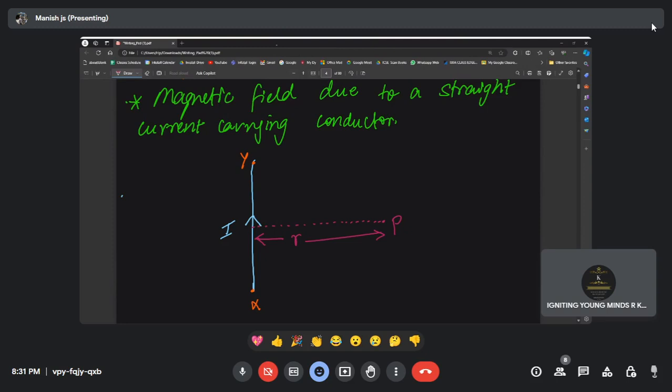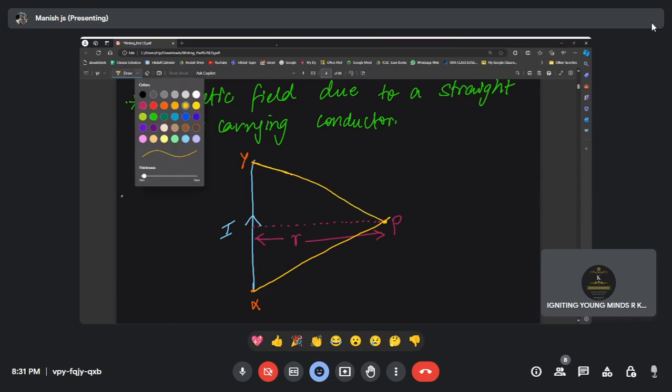Now, the current carrying conductor is between X and Y. Our region of interest is point P, so you will have to cover the entire length of the conductor. So I'm joining the points from X to P, and in the same way I'm joining the points from Y to P. I'm doing a freehand drawing, so put up with me. I'm joining XP and YP so that I can cover the entire length.